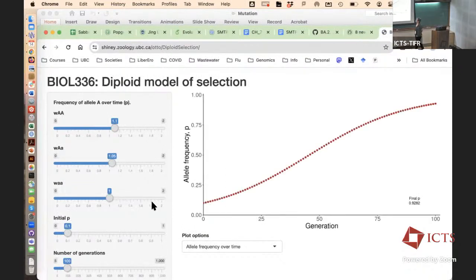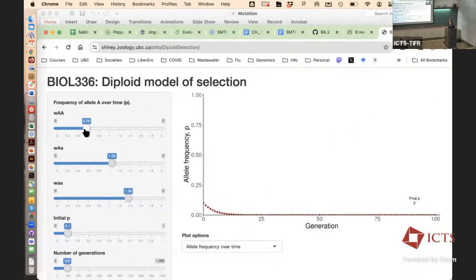And I mentioned that if the big A allele always confers higher fitness, the more big A's you have, the higher fitness you have. Then you have directional selection, and big A rises in frequency over time, always. If the big A reduces fitness, then it decreases over time.